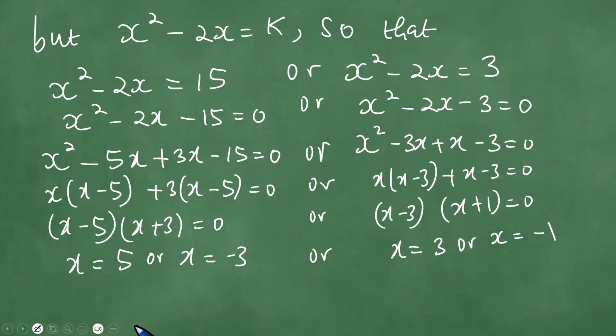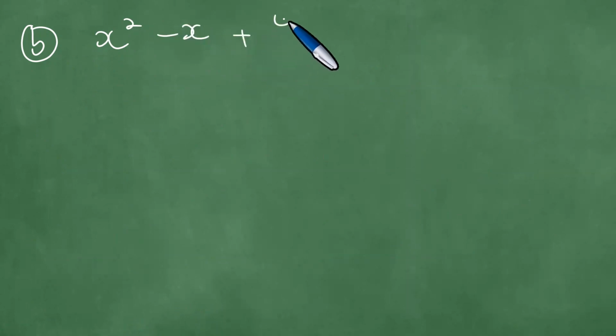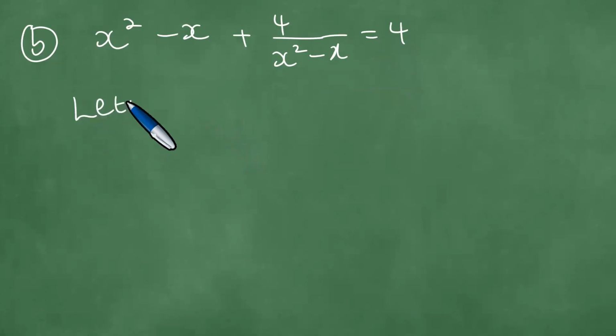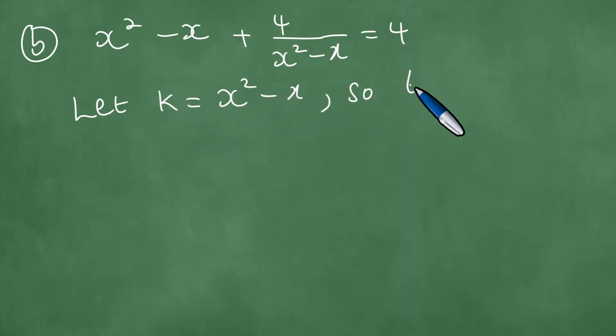All right, now we look at the next question. What is the next question? So the next question is the part B question. What is the part B question? Part B says we need to solve for x given x squared minus x plus 4 out of x squared minus x, and this equals 4. Now to solve this for x, we use the k method. We let k be x squared minus x.